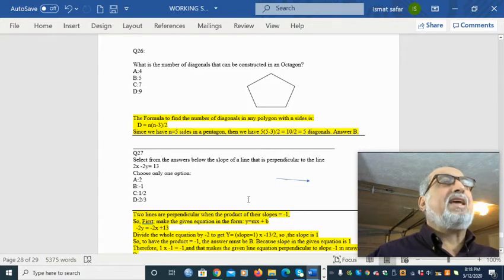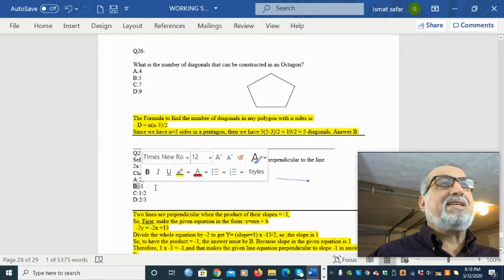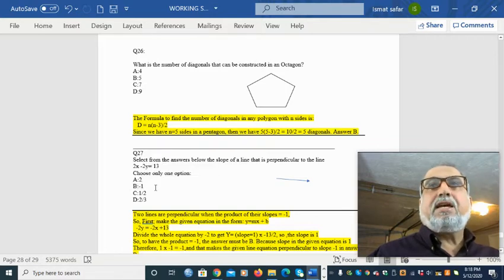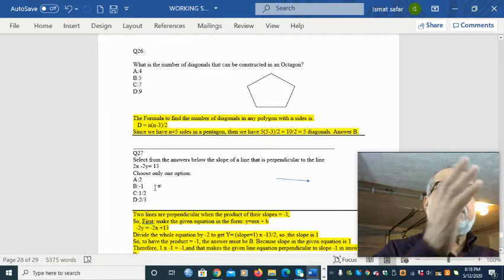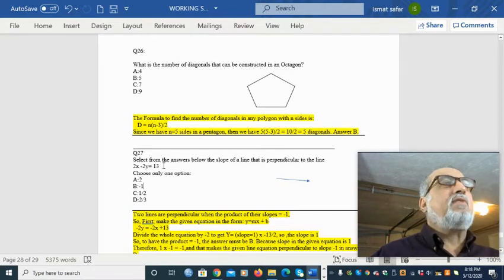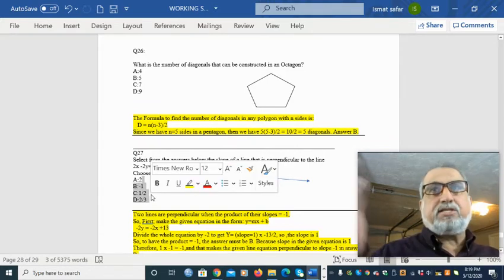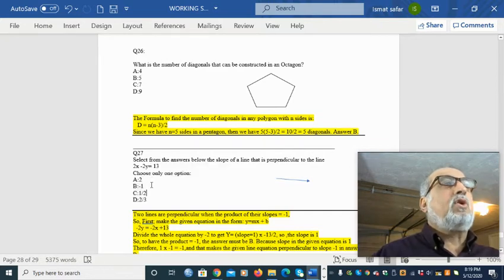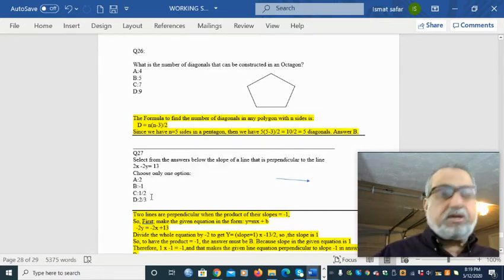Okay, so what is the line in those options? Remember, those options represent slopes of a different equation, a different straight line. So this one is one equation, and these are the slopes of another equation. We are going to find out what we're talking about here.